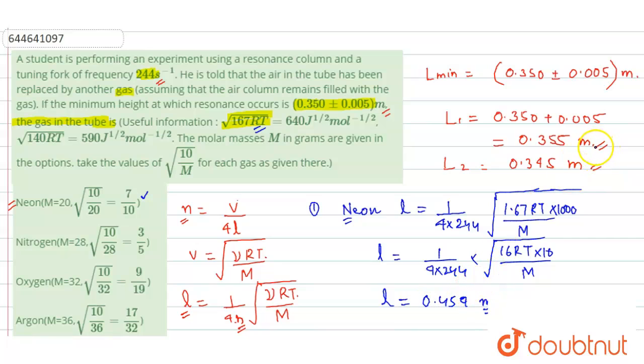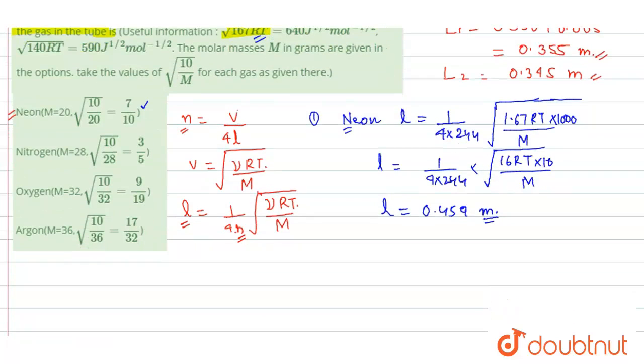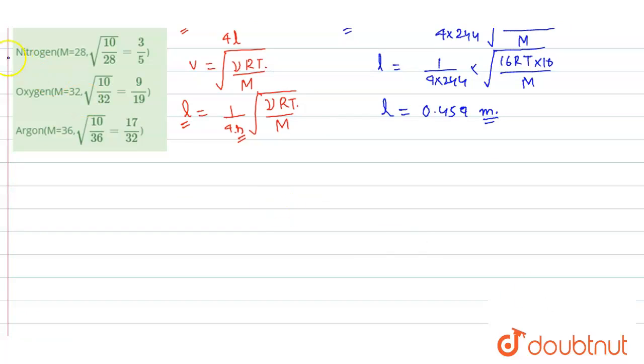But you see that the minimum length required for the resonance with this tuning fork is 0.355 or 0.345, between these values. So neon will definitely not produce resonance with this tuning fork. Now let's try to find out for different gases similarly. Let's try to find out for nitrogen.